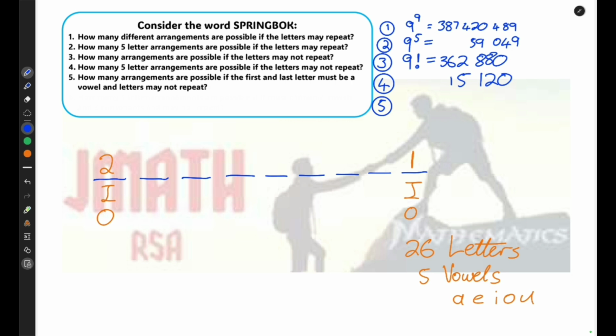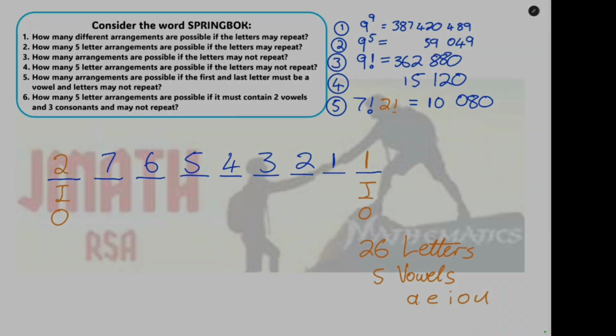Okay, so now for the others, I can now use everything else in the word springbok that wasn't a vowel for the middle spaces. So therefore, this is still 7, 6, 5, 4, 3, 2, and 1. Now, if I look at that closely, the blue numbers will form 7 factorial, and the orange numbers would form 2 factorial, and that would then be my answer. So 10,080 possible combinations if that is the requirement.